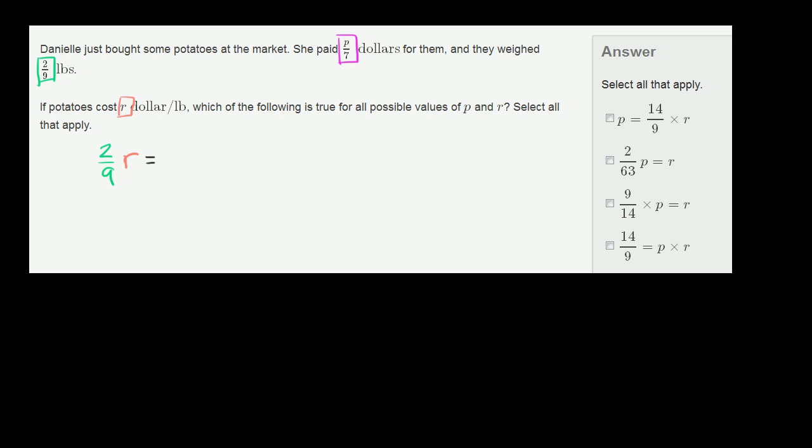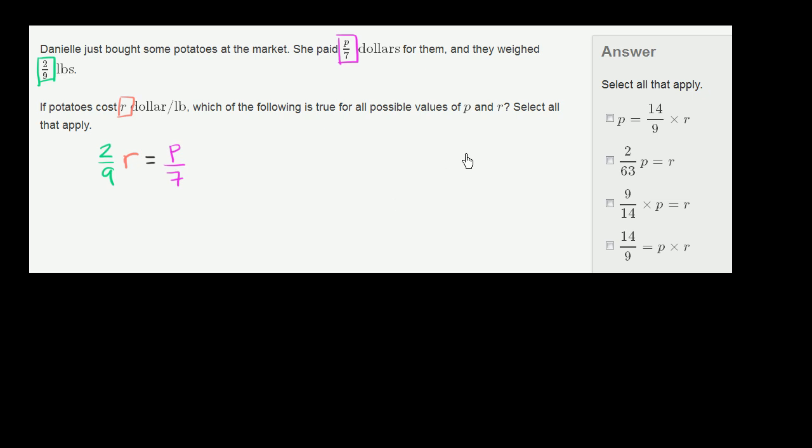So in this case, that is P over 7. So we know that this is the relationship between 2/9 R and P over 7. Now I don't see this relationship over here on the right-hand side. So I must have to manipulate it somehow in order to get something like that over here. So let's see the different ways that I could manipulate it.